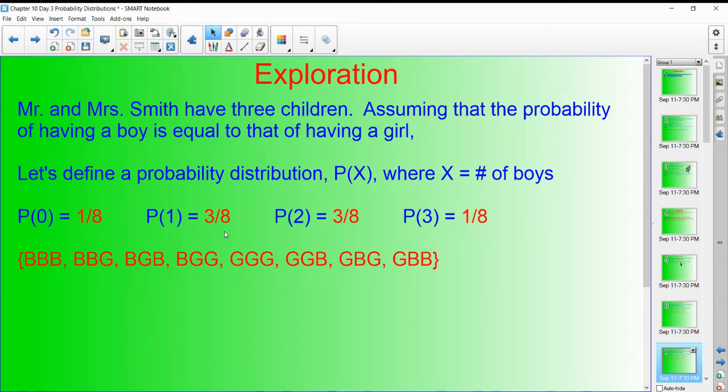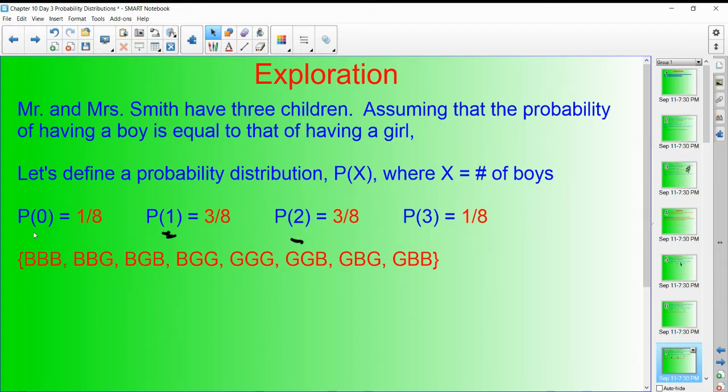This is also a symmetric distribution where 1 boy probability is the same as 2 boys. And we can think about this, 2 boys is the same as 1 girl. So this could also be the probability of 1 girl, and this could be the probability of 2 girls. And then the probability of 0 boys is equal to the probability of all boys, once again, because there is a 50% chance of boy, 50% chance of girl.